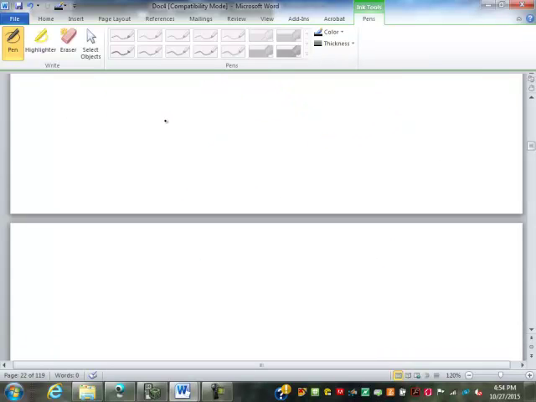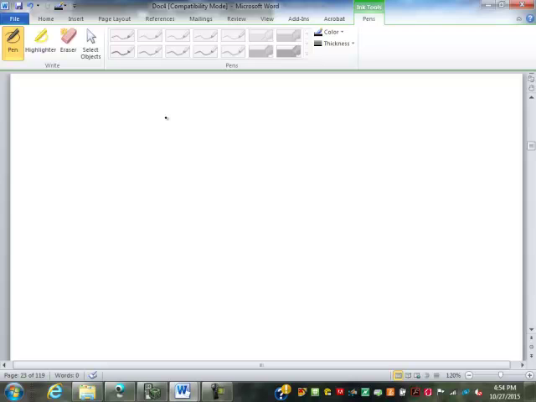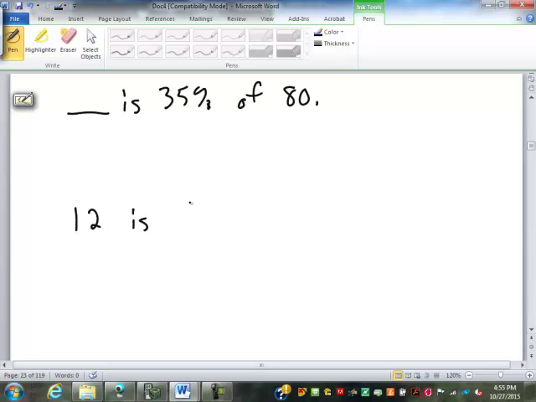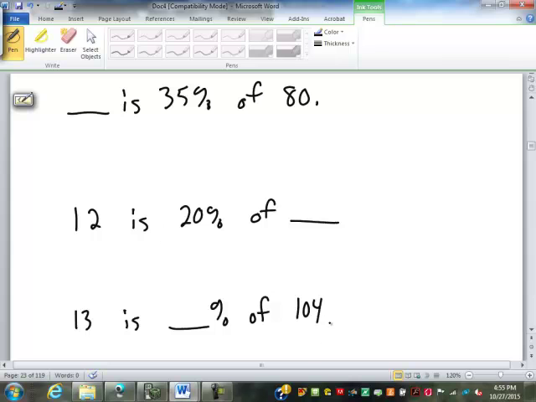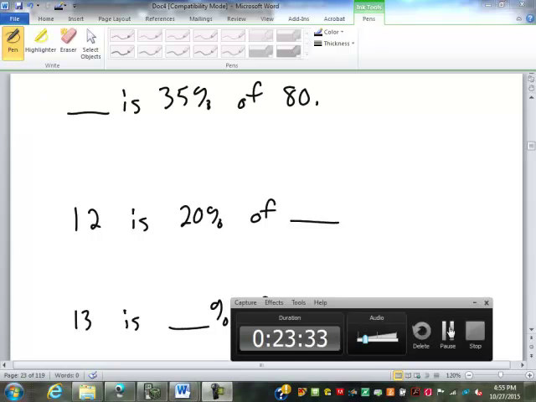So some for you to try in your notes. Blank is 35% of 80. 12 is 20% of blank. And 13 is blank percent of 104. Give each of those a try in your notes.